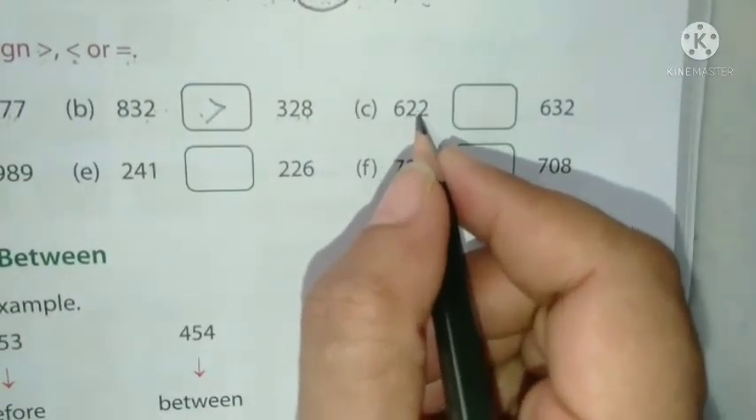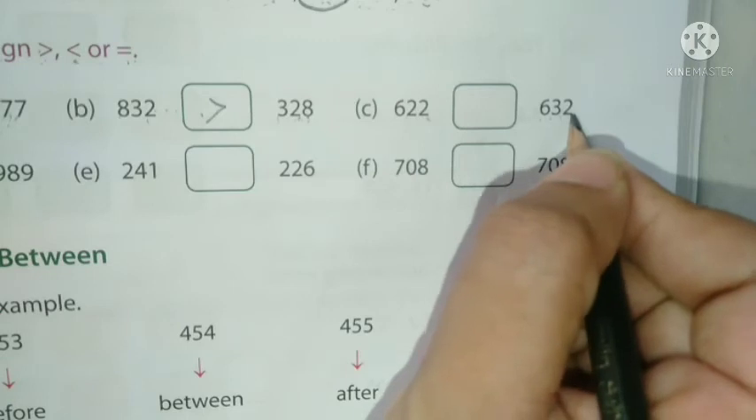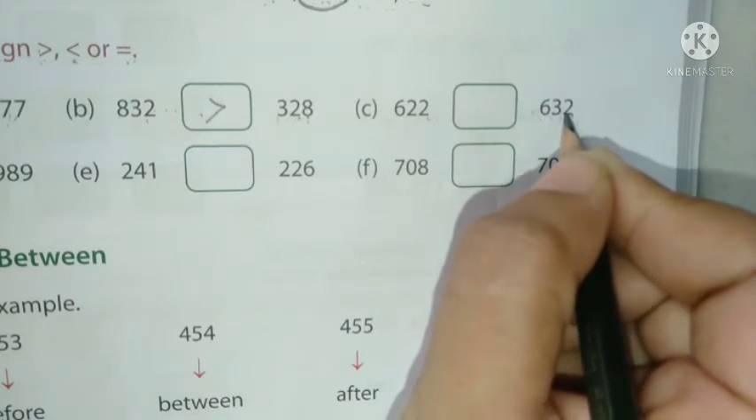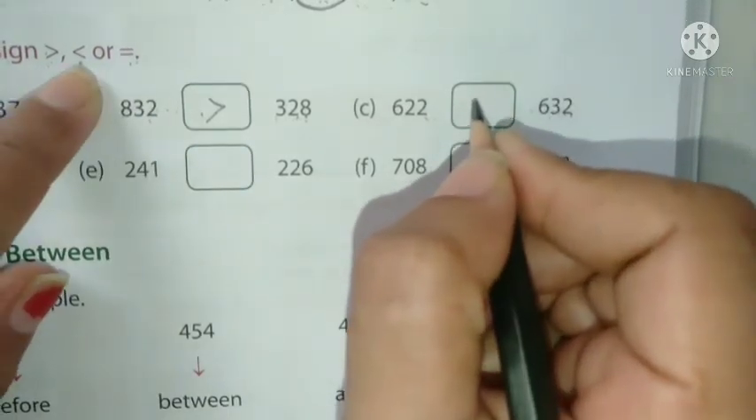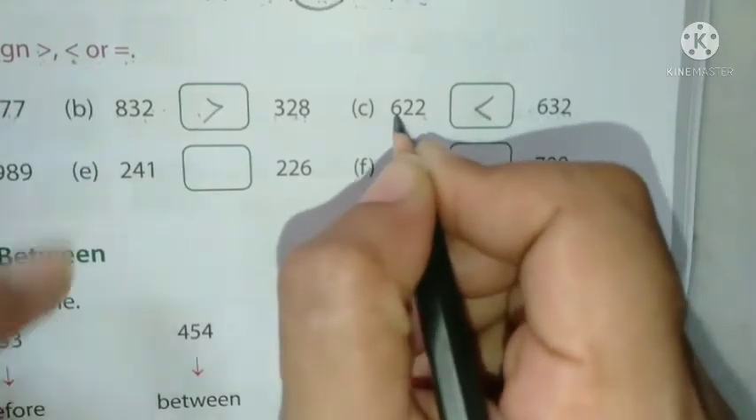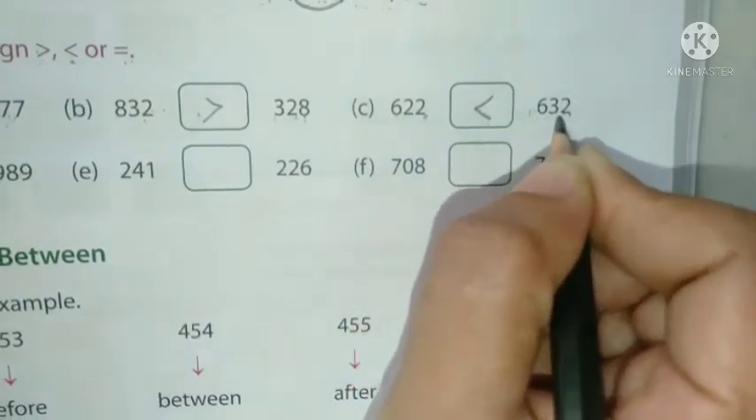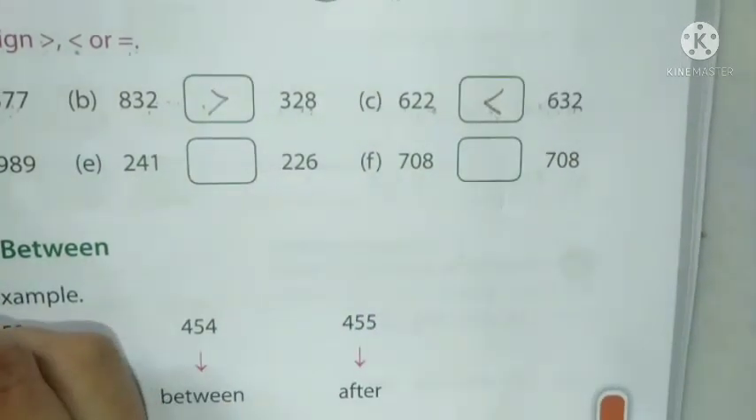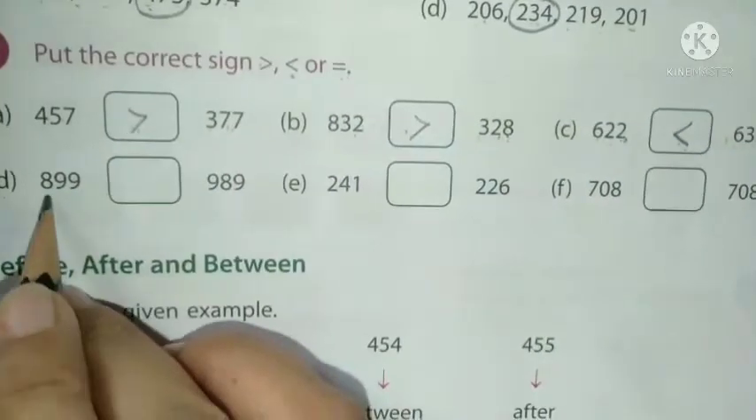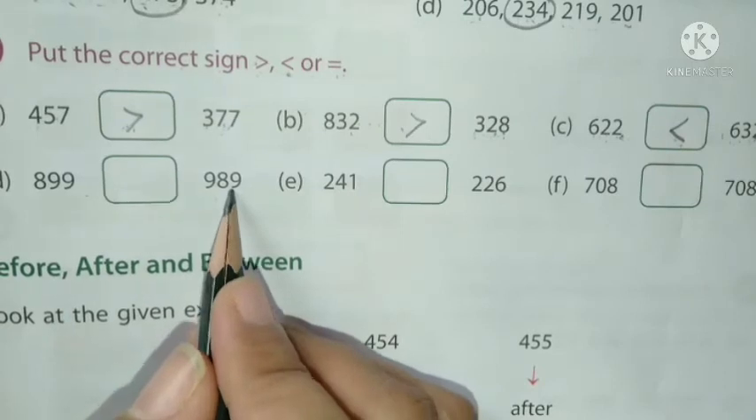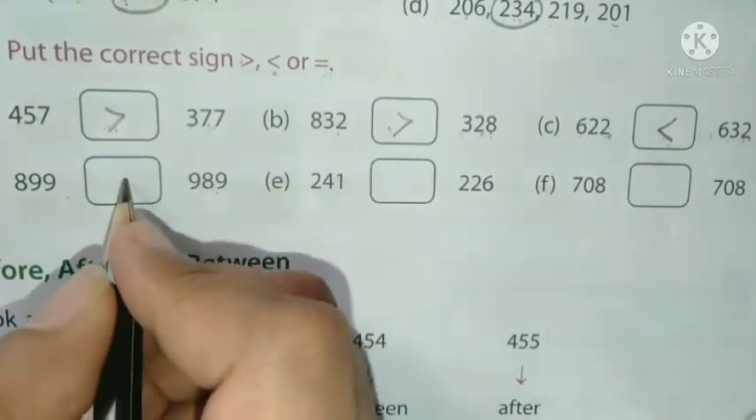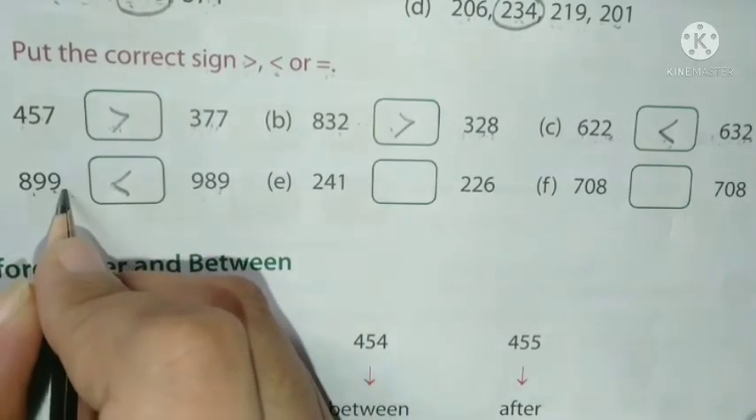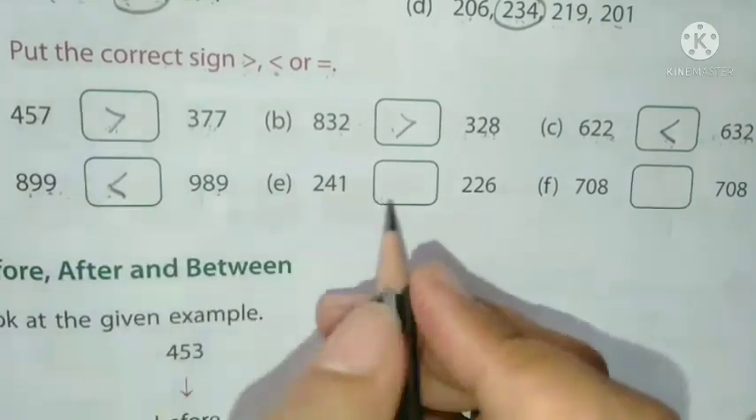C. 622 and 632. In these two numbers, which is the greatest number? 632. So this symbol you have to write, okay? Less than. 622 is less than 632. यानी 622 कैसा है? 632 से छोटा है. So D. 899 and 989. So which symbol will come here? Yes, less than. 899 is less than 989, यानी 899 कैसा है, 989 से छोटा है.